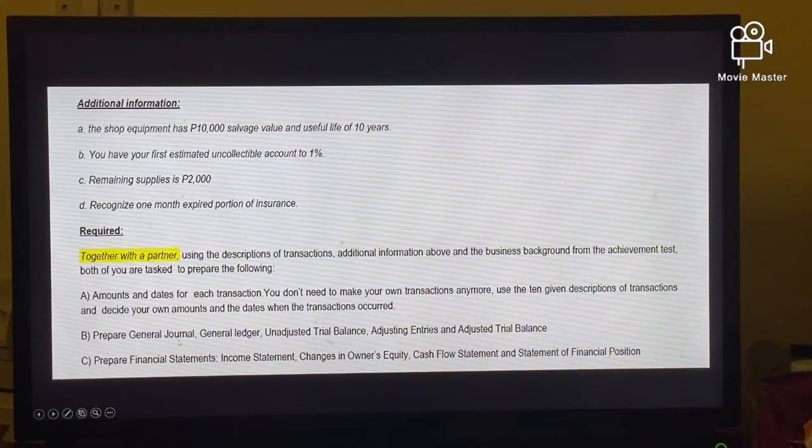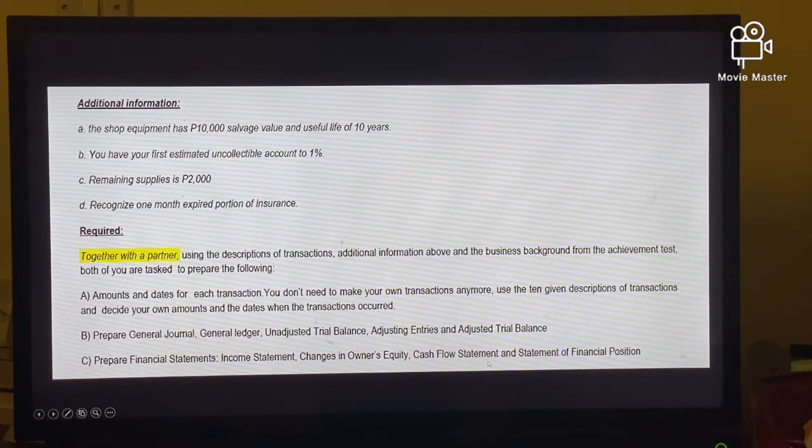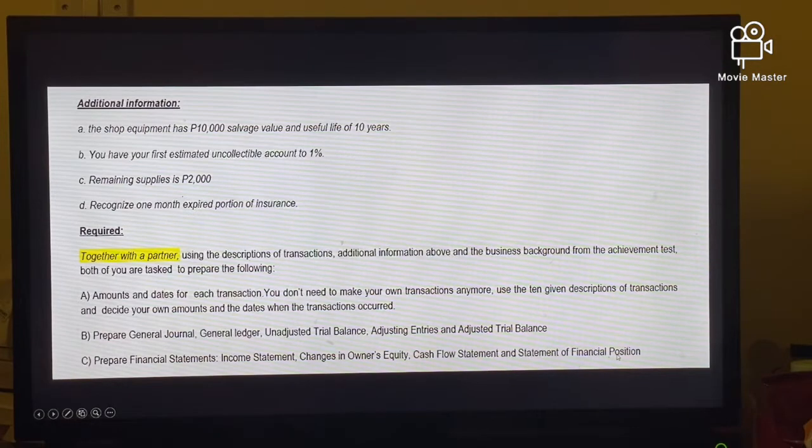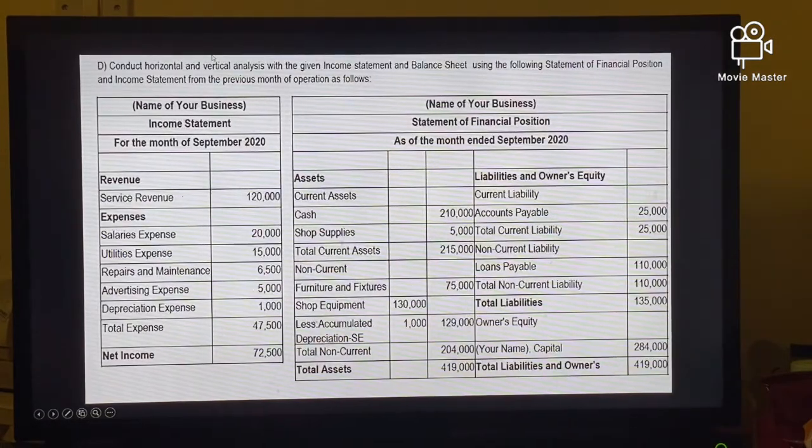So natapos na natin sa first video ang general journal, second video ang general ledger. Then now we'll do an unadjusted trial balance, adjusting entries, and adjusted trial balance. Okay, then on the fourth video we'll prepare the financial statements, the income statement, changes in owner's equity, cash flow statement, and statement of financial position. And then the last, we will prepare a horizontal and vertical analysis of our statement of financial position or the balance sheet and the income statement or statement of comprehensive income.